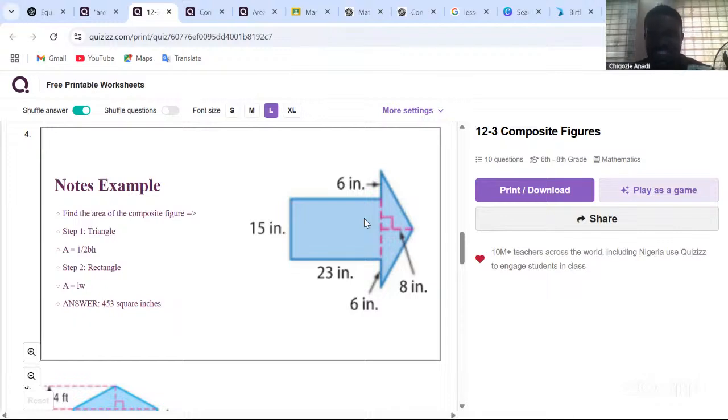Okay, I can already see you're trying to calculate it. Now, since we have a rectangle and a triangle, what do we do? Let's find the area of a rectangle, right? Very good. Let me annotate so you understand what I'm doing better. This is our rectangle here, right?